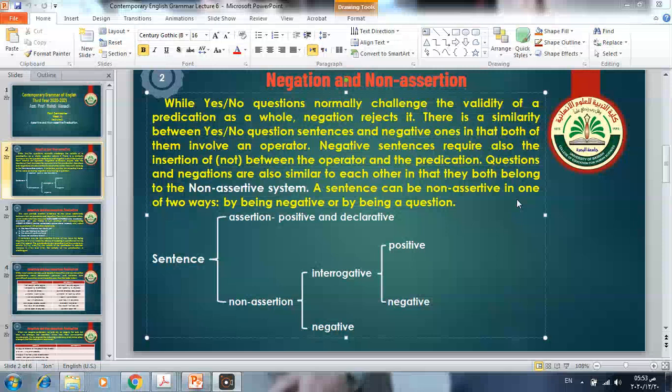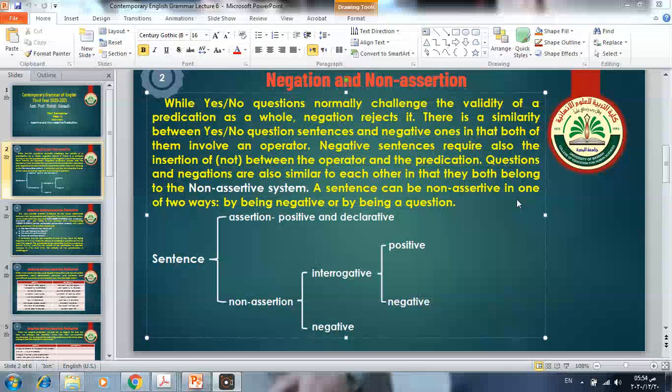Look at this diagram. For the English sentence, we have two nodes: the assertion node and the non-assertion node. In the assertion node, the top one, we have a positive and declarative sentence. For example, when we say he tested positive for coronavirus, this sentence is a positive and declarative one. We are declaring something positively.